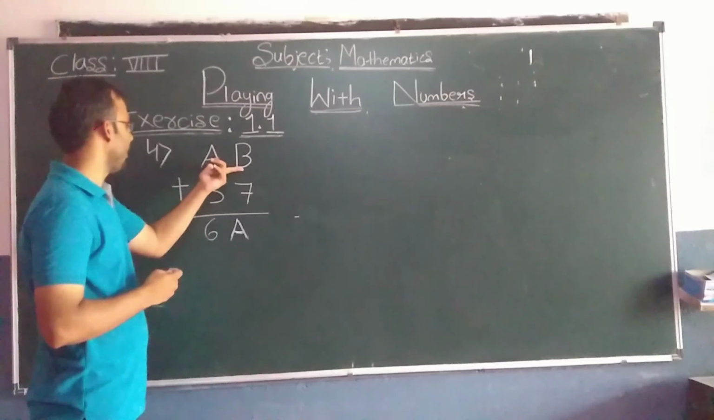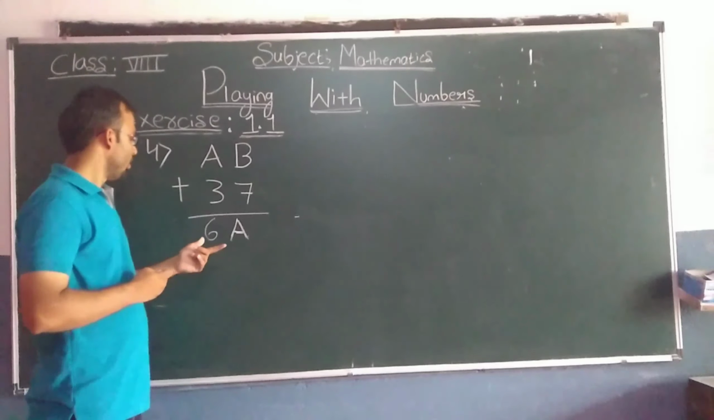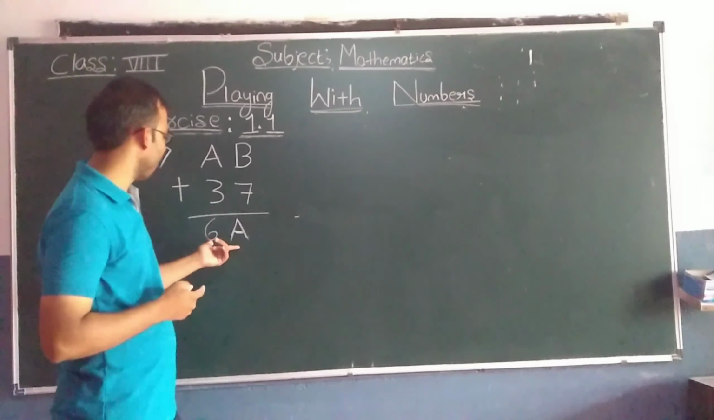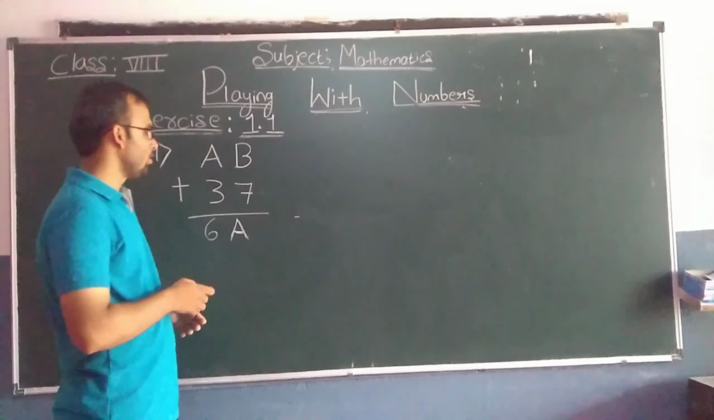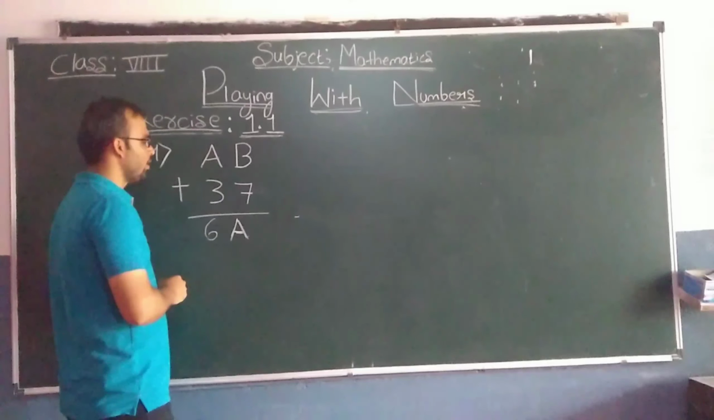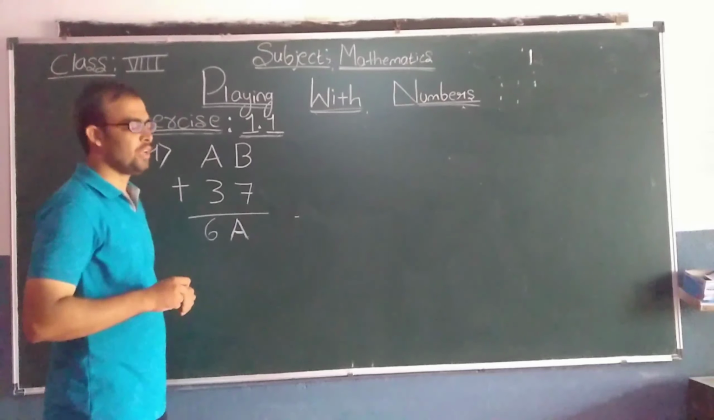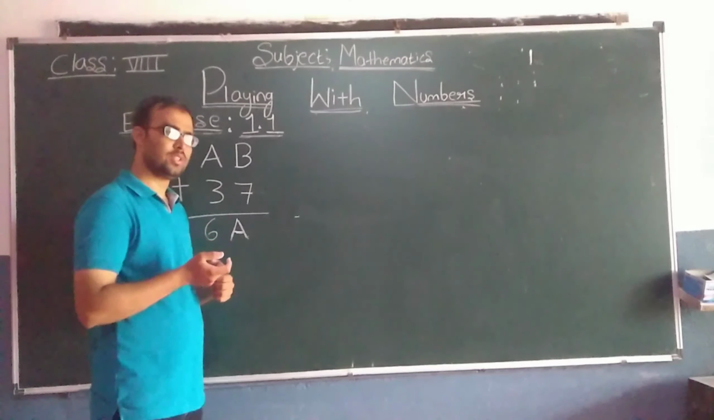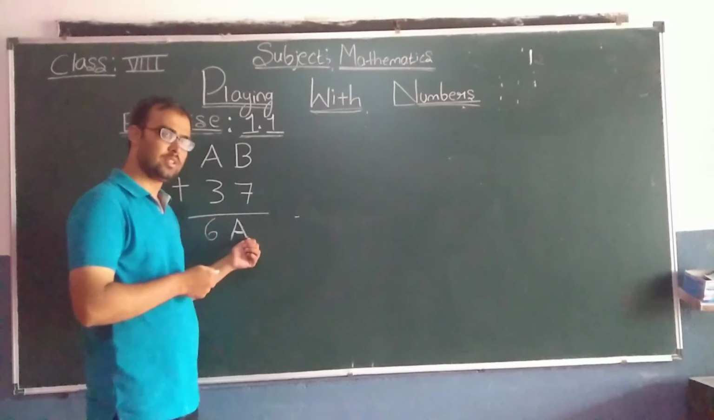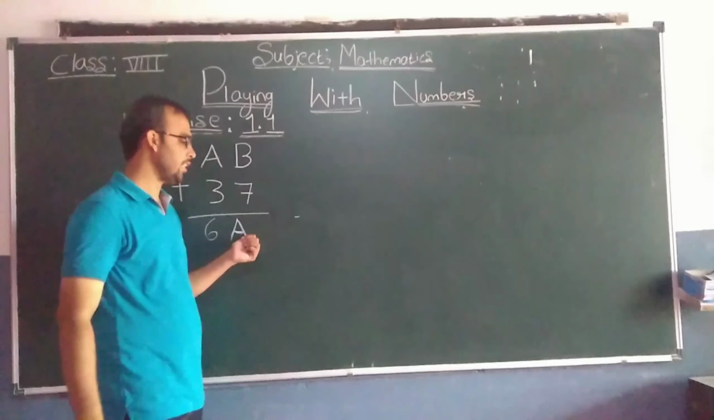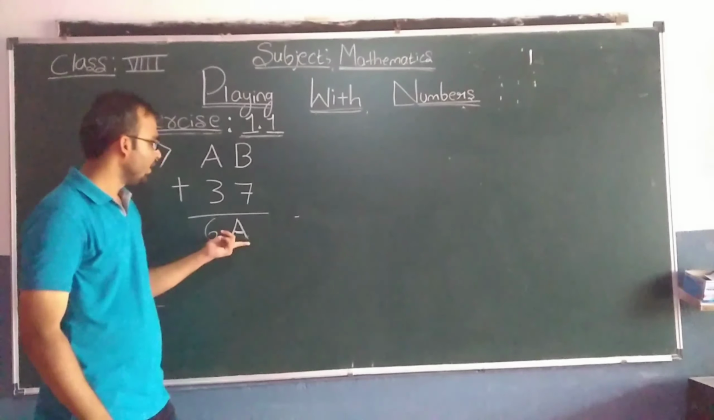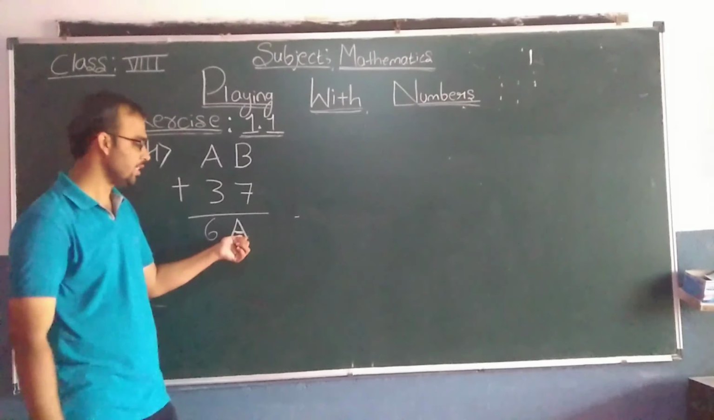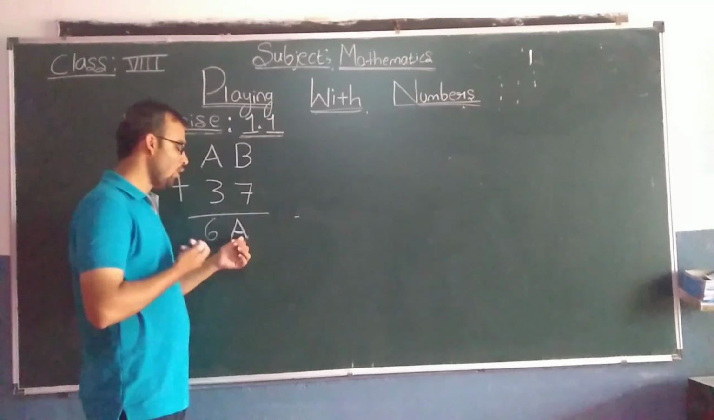Let us solve the 4th question. Here what is given? AB plus 37, and the result is 6a. So when we add AB to 37, we have to get 6a. So look at the problem carefully. Previously we have solved the puzzles in which they have given the digit at the ones place. But here they have not given any digit at the ones place.